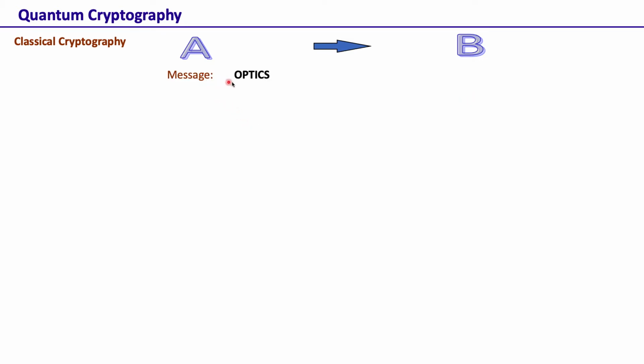So for example, let's say there is a message "optics". One can encrypt this with a key, and this key can be as simple as 010110. The rule here is that if it is 0, don't do anything. If it's 1, shift 1 in the alphabet. So with this key, O remains O, P becomes Q, T remains T, I becomes J, C becomes D, S remains S. So this is the message that then gets sent to B.